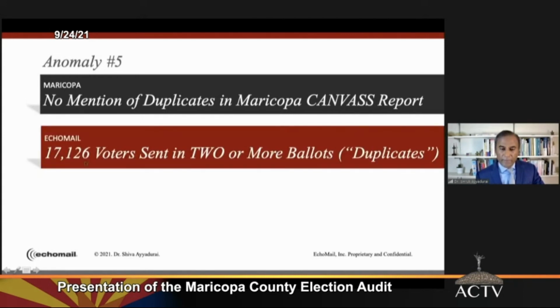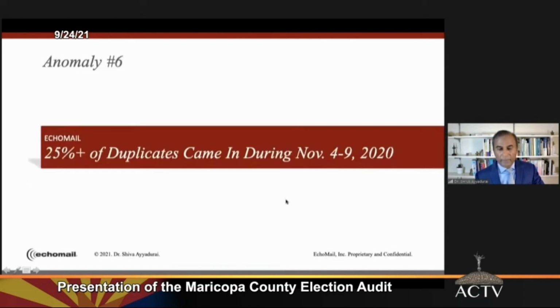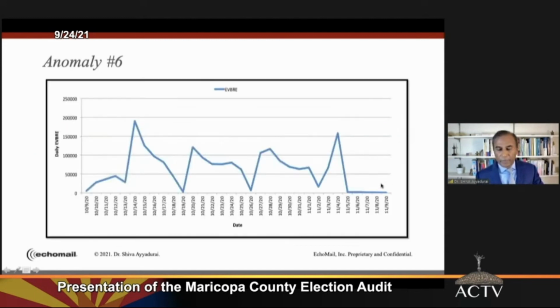In our case, we found 17,126 voters sent in 2 or more ballots as duplicates, as you've seen before. Anomaly 6 is 25% plus or more of the duplicates came in during November 4th to the 9th, essentially on election day and after. So how did we find this?